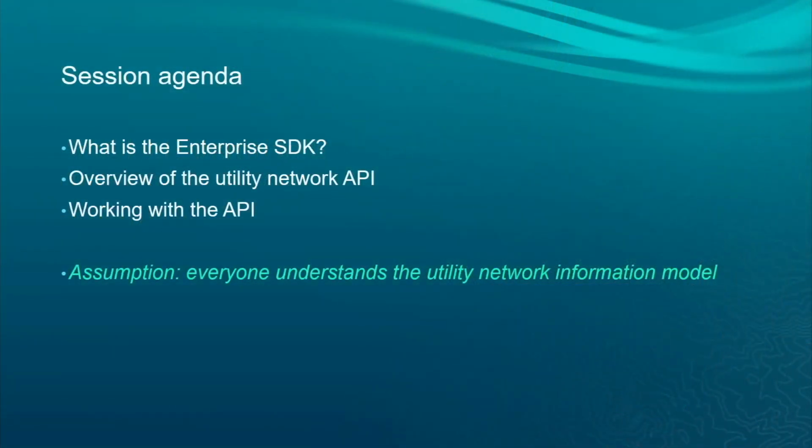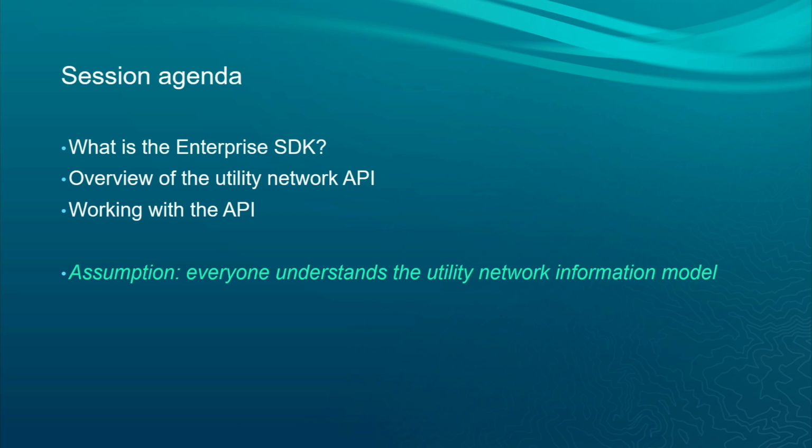We'll give a little bit of context and motivation behind all this and why you'd want to do it. And then Alex is going to take us through the actual API and how you consume the API to do some interesting things with the utility network. So we'll talk about what the SDK is, Alex will go over the API, and then we'll go over working with it. Now, big assumption: everyone understands the utility network information model. We're not going to introduce it, we're just going to be using it, okay?